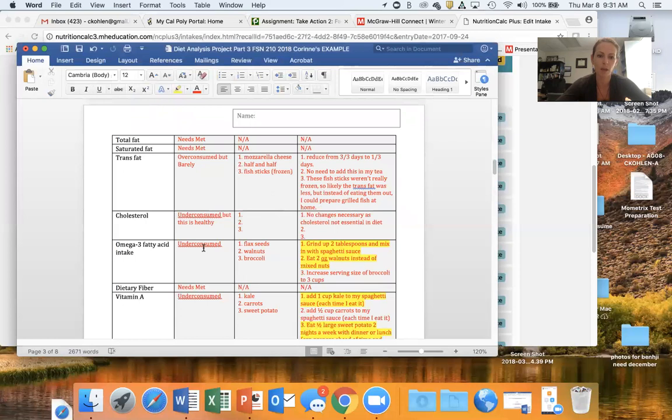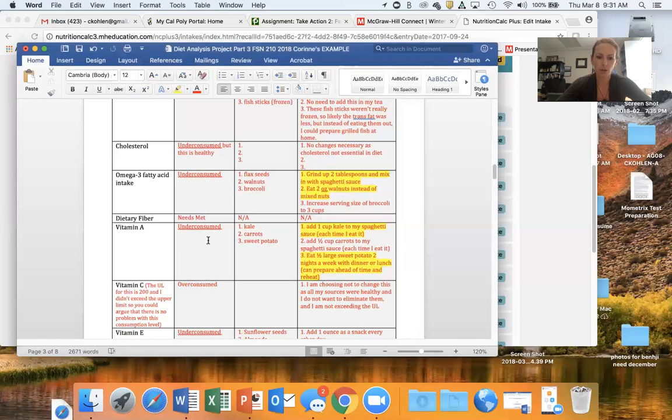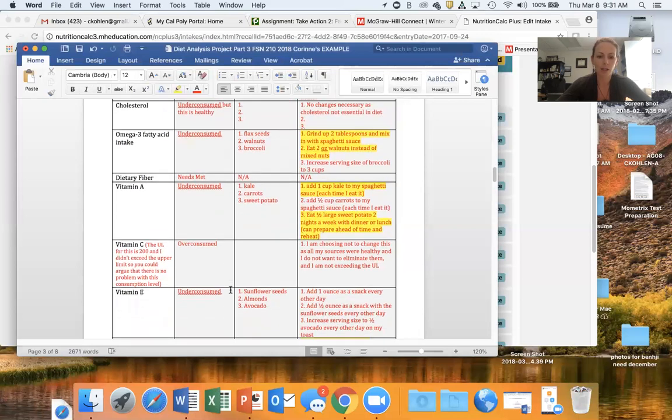Omega-3s, I underconsumed. So I identified 3 foods that I could add and or increase in my diet and how specifically I could do that. For example, flax seeds. I could grind up 2 tablespoons and mix them in with my spaghetti sauce. Walnuts. I could eat 2 ounces of walnuts instead of mixed nuts. Broccoli, increased serving size. So for some of these vitamins and minerals, if you're under consuming, you may need to look in your book and look up sources of vitamin A or sources of omega-3 or sources of vitamin E so that you can list foods you could add to your diet to help you meet those goals.